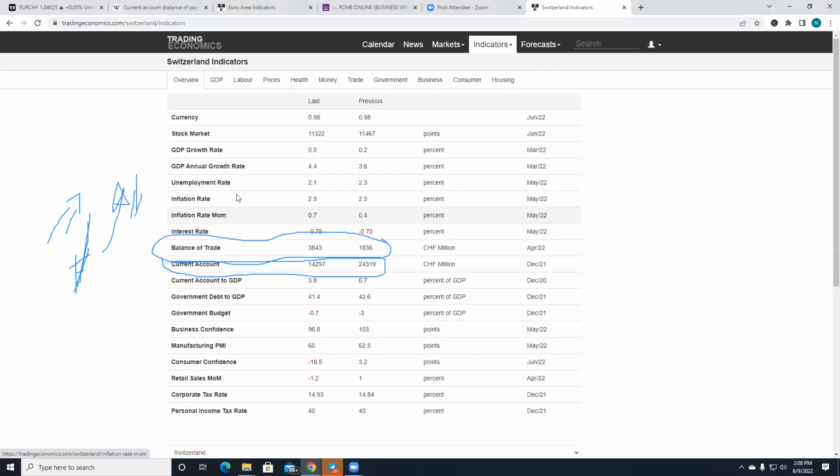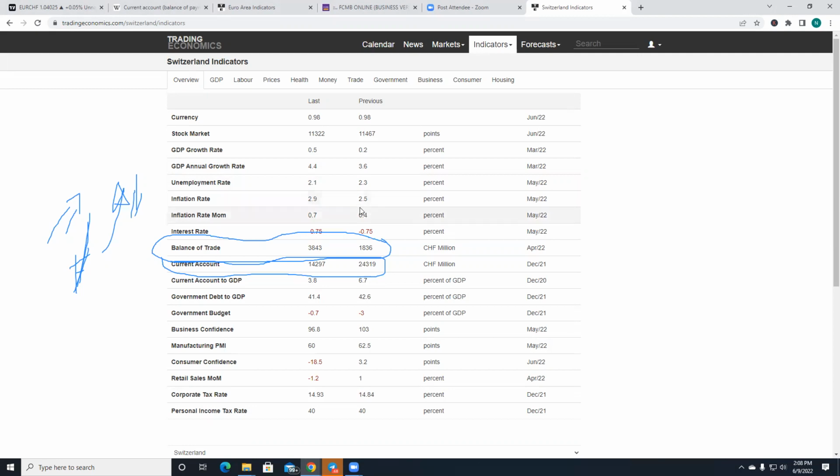Switzerland here. Let's look at it. Of course, you see the GDP growth rate is fine, fantastic. It's from 0.2 to 0.5. GDP annual growth rate from 3.6 to 4.4. Are you beginning to see that this economy is better? Look at unemployment rate from 2.3 to 2.1. There's job creation. More people are being employed on the marginal notes anyway.